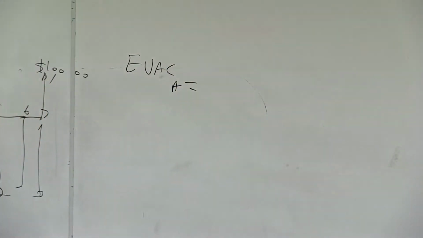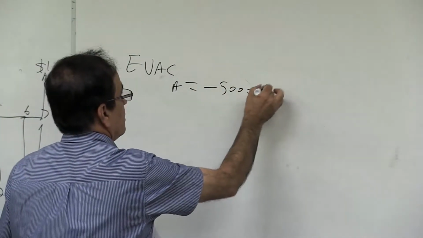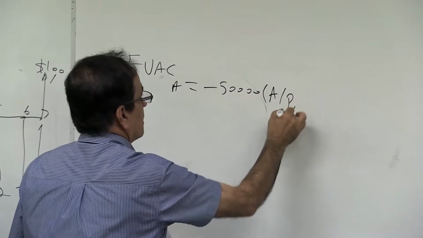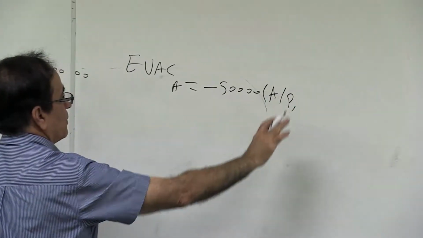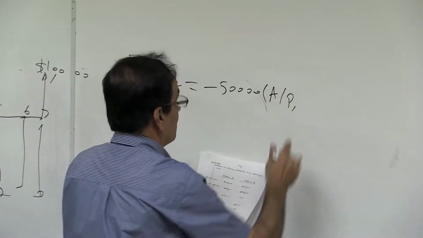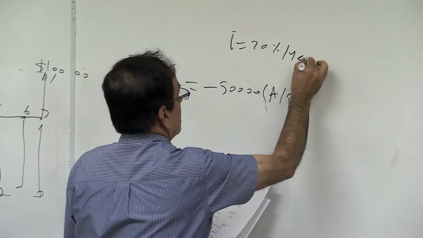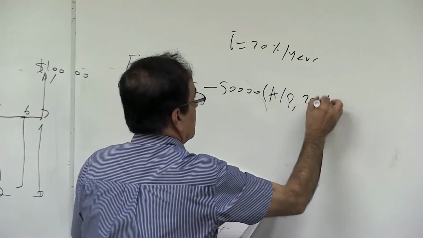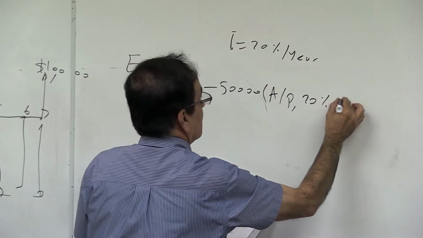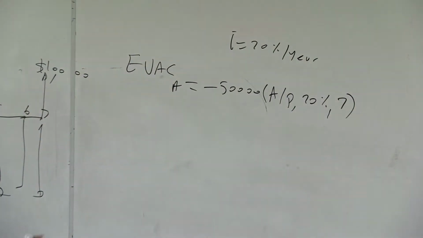Remember, in this chapter, we convert everything to uniform payments. The 50,000 is not uniform, so we're going to make it uniform. 50,000 multiplied by A given P, because at the present time, you're trying to make it a uniform payment. The interest rate for this example is i equals 20% per year, so 20% and 7 periods. That's going to make the initial cost a uniform payment.